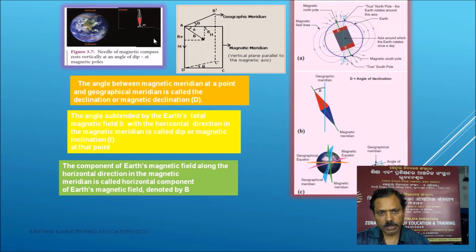In the diagrammatic representation for the geographical meridian, this frame is the magnetic meridian, a vertical plane parallel to the magnetic axis. So B means vertical magnetic field and H means horizontal magnetic field. In between these two, the angle is the dip.